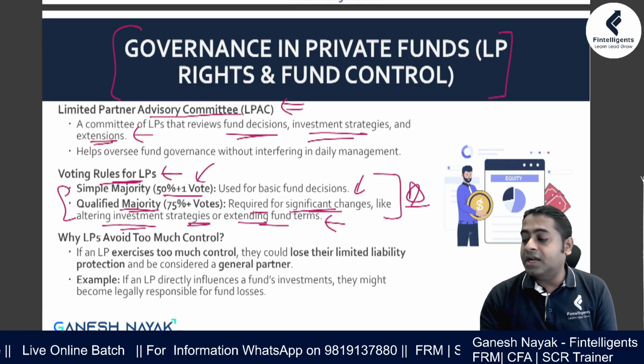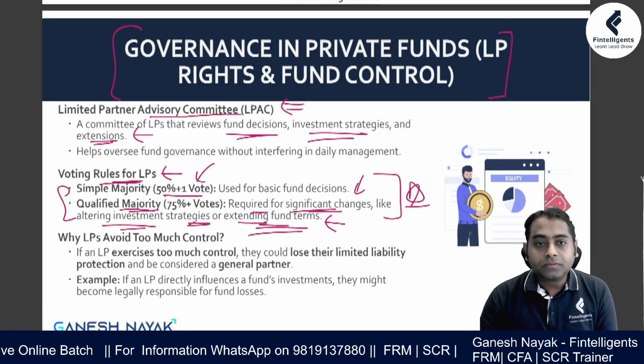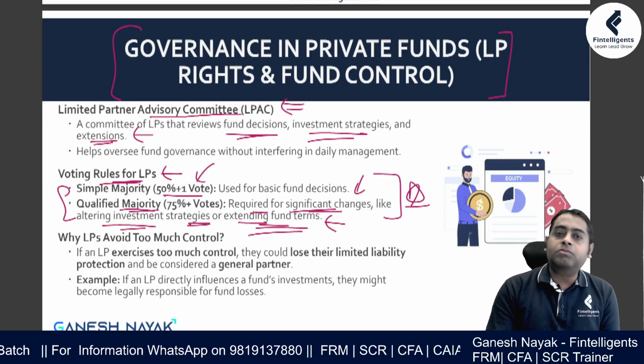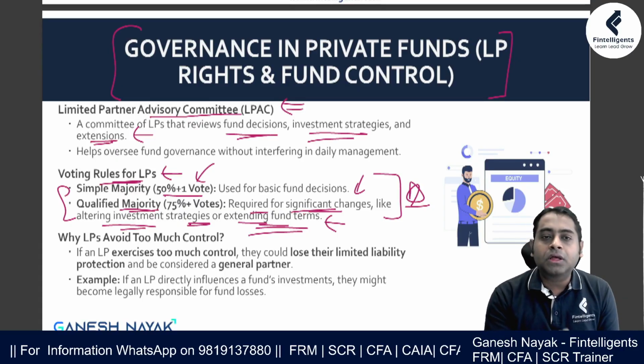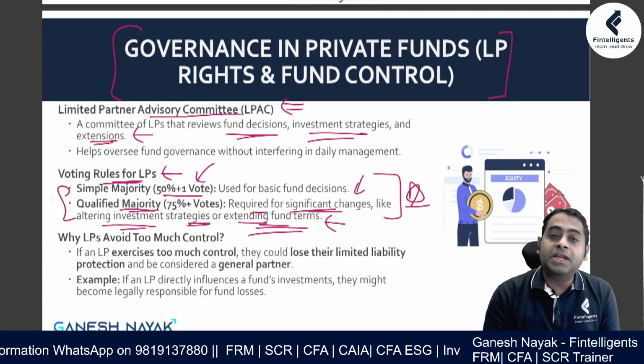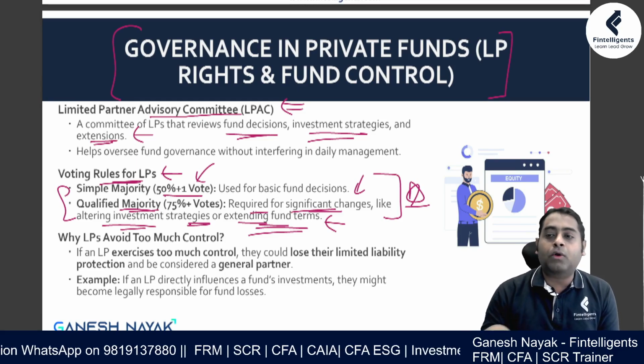Look at this, extending the fund term. Suppose initially the fund was supposed to run for only 5 years. Now, because of some change in the market or some downturn, you say we will extend it for 3 more years. So investors will get their money late. So it has to be approved by all of them.